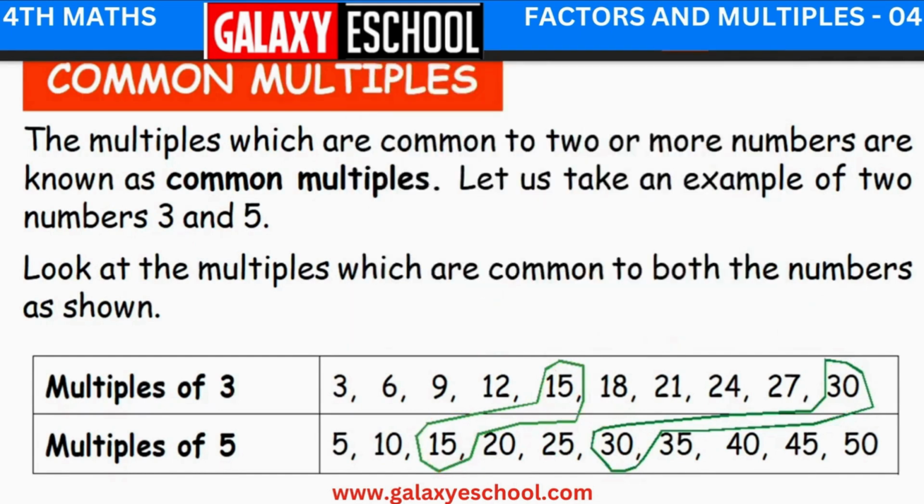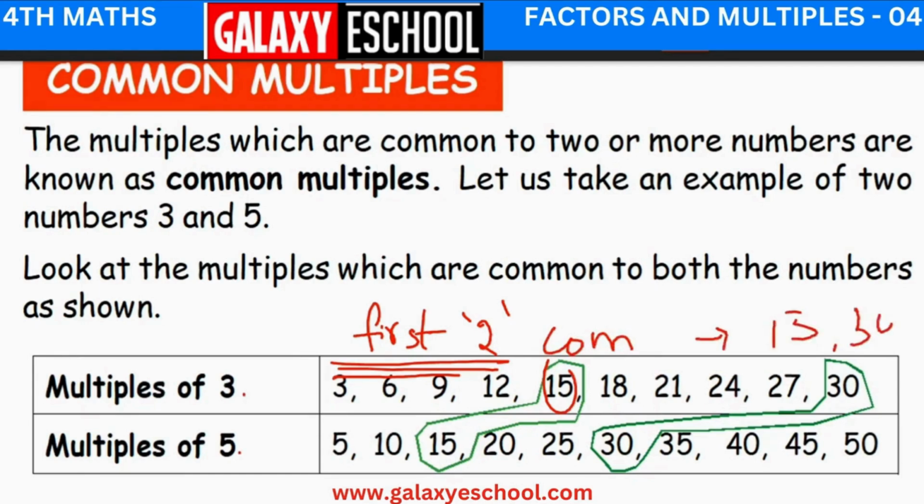Understood? These are the first two common multiples. Again, why am I specifying the term first two common multiples here? Because, as we have discussed, the number of multiples is infinite. We cannot exactly say the number of multiples that we have. So whenever we are writing or talking about multiples, we say the first 5 multiples or the first 5 common multiples. So the first 2 common multiples of 3 and 5 are 15 and 30.